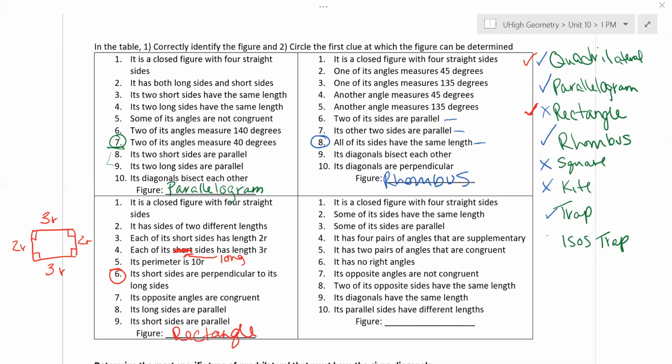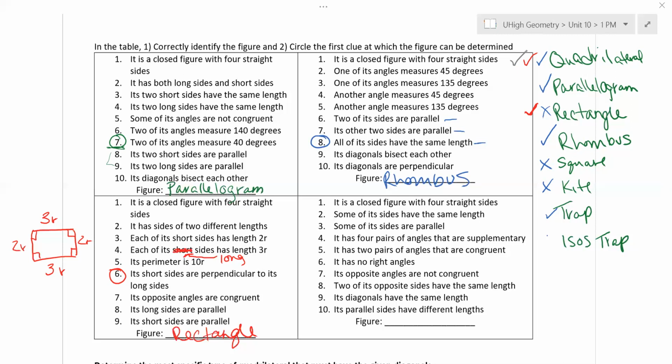Number 1, it is a closed figure with 4 straight sides. Again, quadrilateral, perfect. Some of its sides have the same length. Number 3 says some of its sides are parallel. Okay. Number 4, it has 4 pairs of angles that are supplementary. Okay, so it doesn't tell us if they're consecutive, if they're opposite. It just says that there's 4 pairs that are supplementary. Then it does say that it has 2 pairs of angles that are congruent.